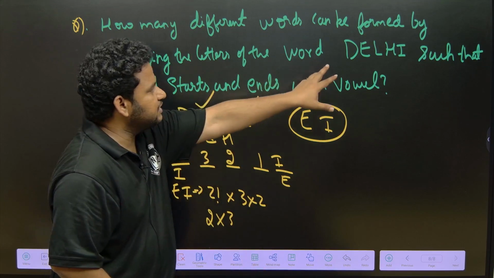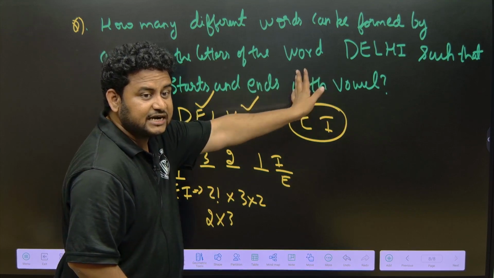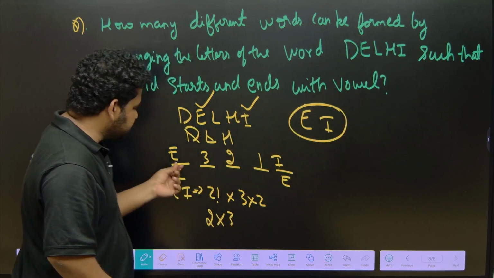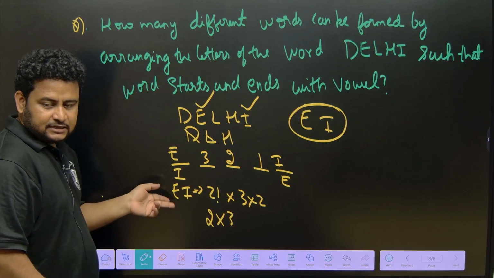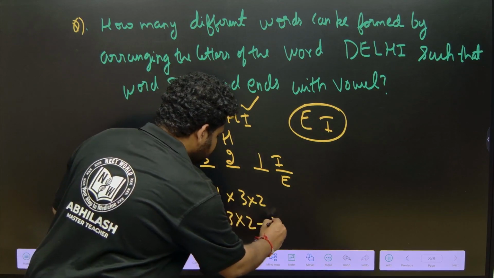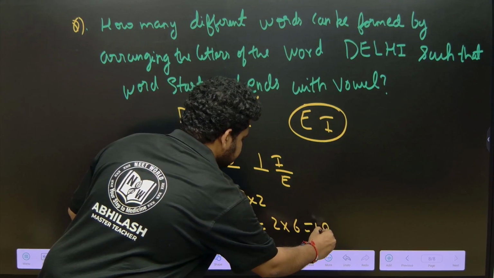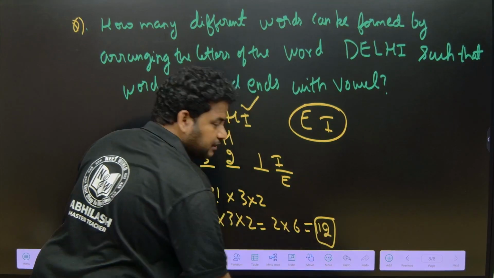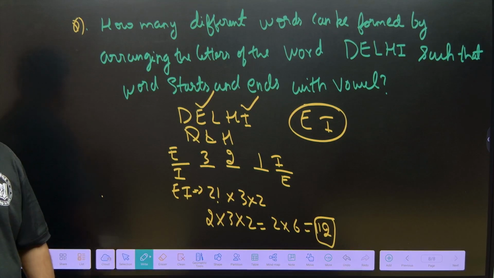Here also n different letters, it is n factorial, but they are starting and ending with vowel. So here it is 2 different letters, E and I. So that is 2 factorial into 3 into 2. So that is what? 2 into 6, that is 12. So here the answer is what? 12. Clear? Understood? Understood the logic?